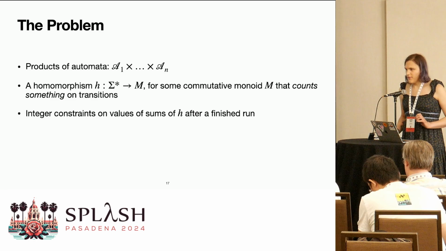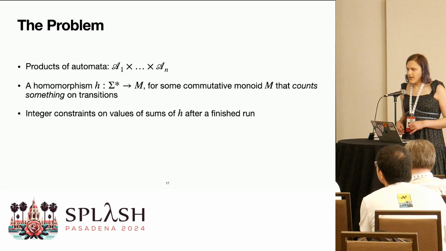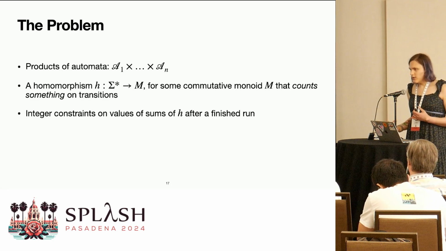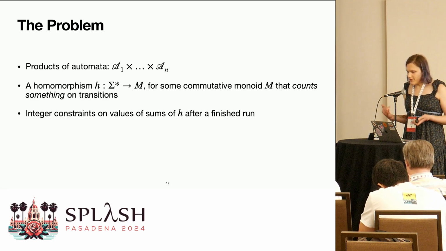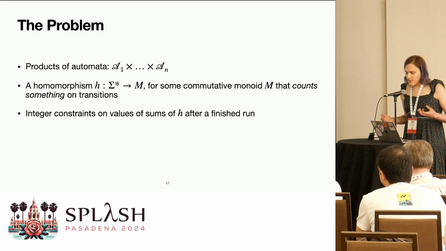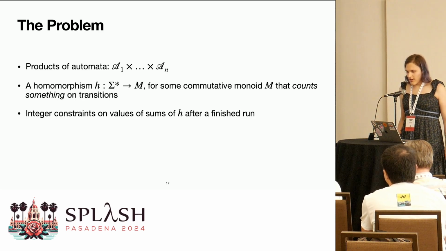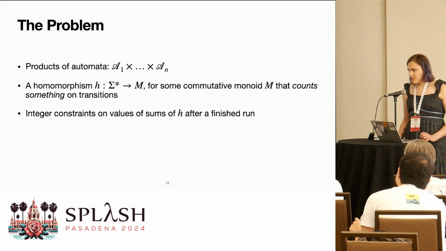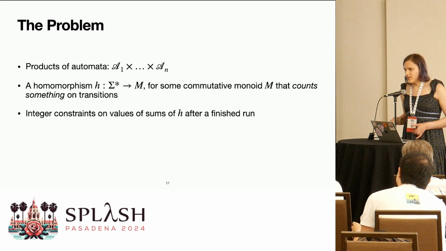So the problem that we handle more generally is that we have some number of products of automata. We count something using some kind of homomorphism that does some counting. I'm being hand-wavy here, which is why I'm waving my hands. And then we have a bunch of integer constraints on the final values of those counters. So this is pretty much an intersection problem for Parikh automata if you like complicated language.